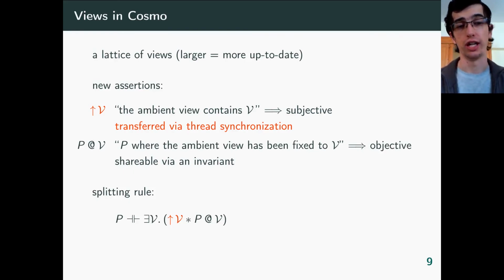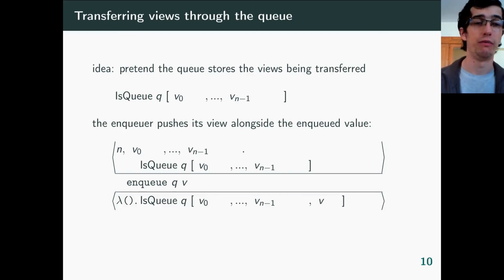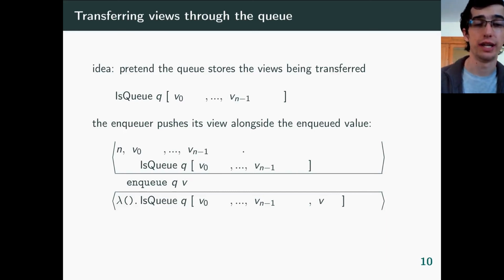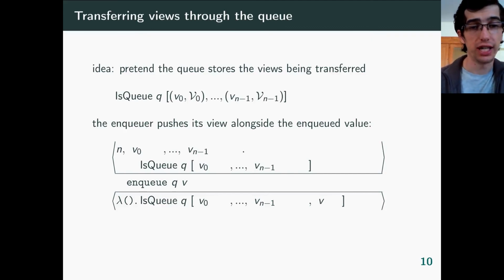Back to our queue again, we want to say that for each item, there is a synchronization, that is, a view transfer, from the enqueuer to the dequeuer. The idea is to pretend that the queue stores the views being transferred, so there is one view for each item, and the representation predicate now looks like this. If we recall the previous spec, it is now augmented with views, and the view transfer happens like that.